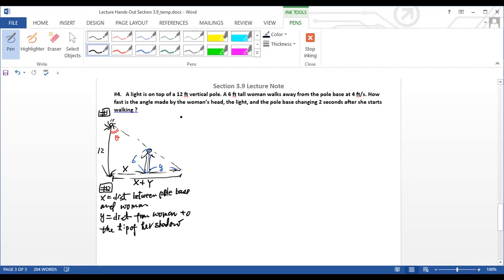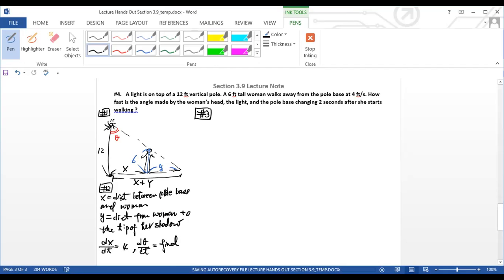Now the toughest one here, let's think about number 3. Let's try to find this relation. Hold on, we have one more thing we did not know. The woman walks away from the base, so that means dx/dt is equal to 4, right? So this is what we know. And then we want to see how fast the angle changes. So d theta/dt, this is what we need to find, right?